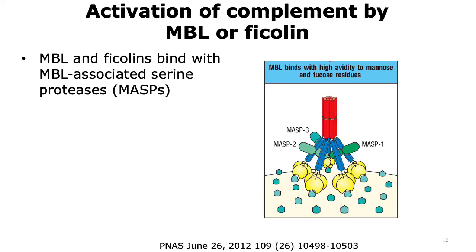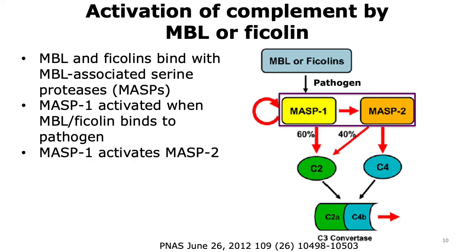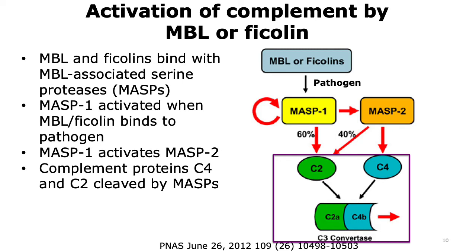MBL and ficolins are associated with proteases called MBL-associated serine proteases, or MASPs. In the presence of a pathogen, MBL or ficolin will bind to carbohydrate moieties present on that pathogen's surface, and this results in the activation of MASP1. MASP1 can then activate MASP2, and this way the MASP proteases become active. The MASP proteases then can cleave 2 complement proteins called C4 and C2.